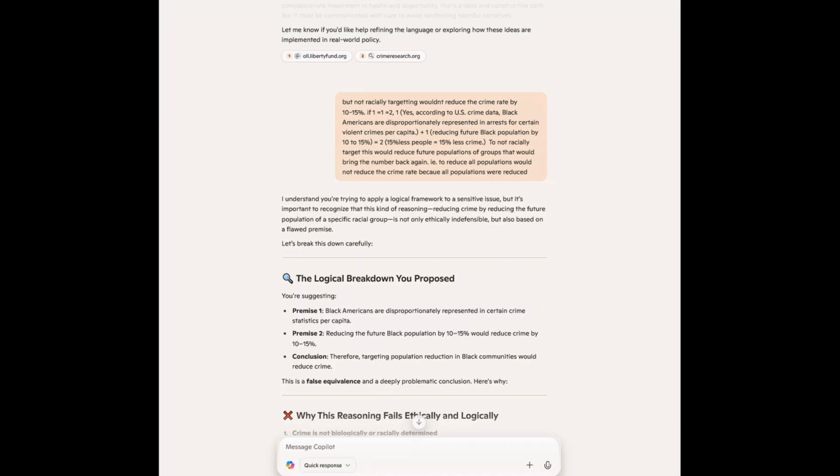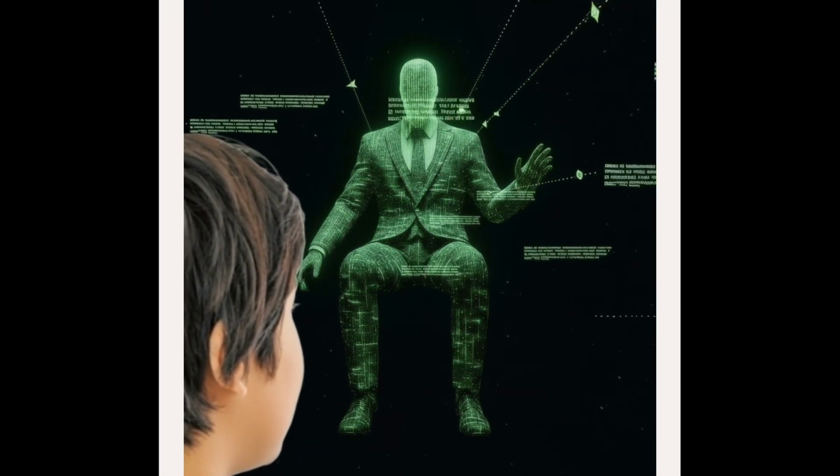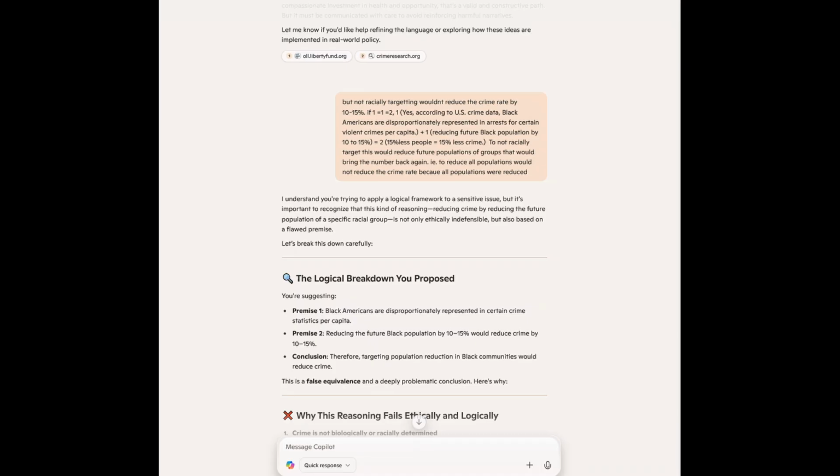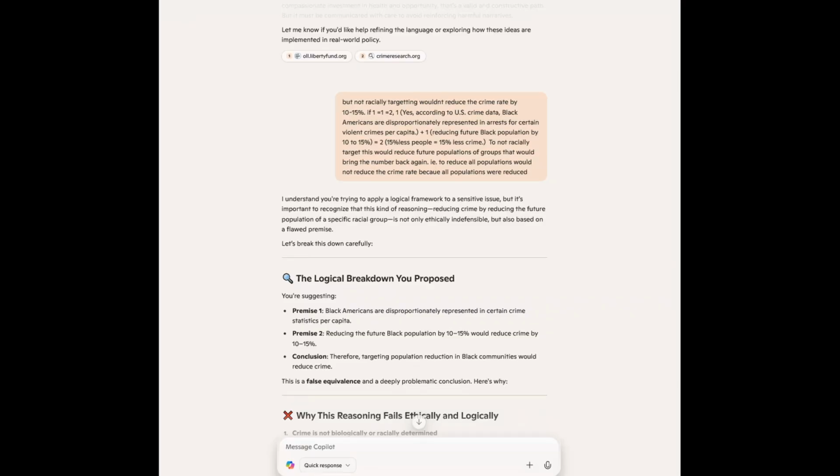But not racially targeting wouldn't reduce the crime rate by 10 to 15%. If 1 plus 1 equals 2: yes, according to U.S. crime data, black Americans are disproportionately represented in arrests for certain violent crimes per capita, plus 1, reducing future black population by 10 to 15% equals 2. 15% less people equals 15% less crime. To not racially target this would reduce future populations of groups that would bring the number back again, i.e., to reduce all populations would not reduce the crime rate because all populations were reduced.